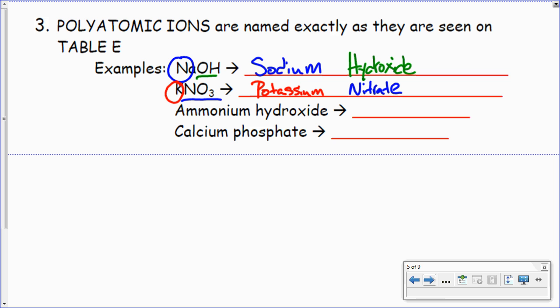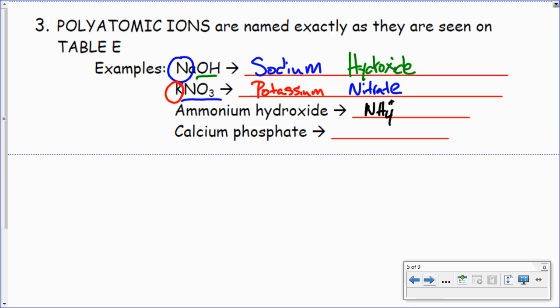Now, going back the other way, it's pretty straightforward, except we might have to apply the oxidation state rule to make a neutral compound. Let's try it, though. Ammonium hydroxide. So I'm looking at table E. I find the one called ammonium. Well, that's NH4. It says it's got a plus on it.